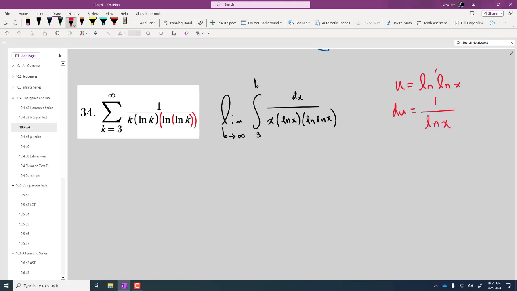Okay, so the derivative of the outer ln is 1 over the inside. Yep. Times the derivative of the inside. The derivative of the inside is 1 over x, so we can put that. And then a dx.